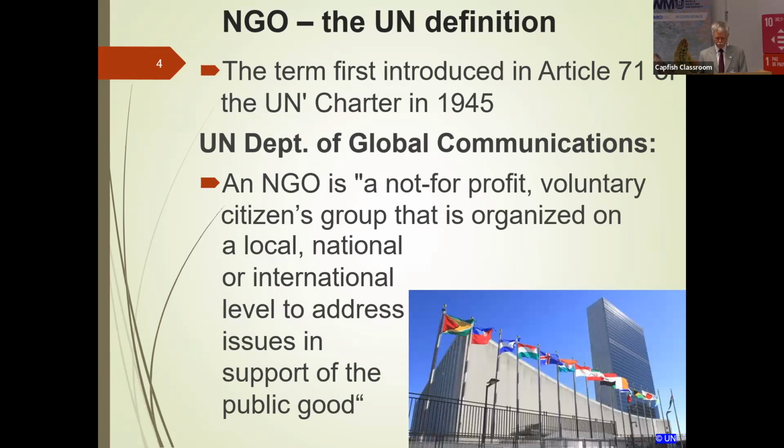The term NGO, as it is used today, was first introduced in Article 71 of the newly formed United Nations Charter in 1945. According to the UN Department of Global Communications, an NGO is a not-for-profit, voluntary citizens group that is organized on a local, national, or international level to address issues in support of the public good.